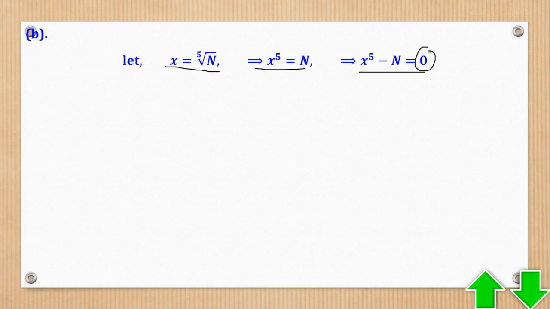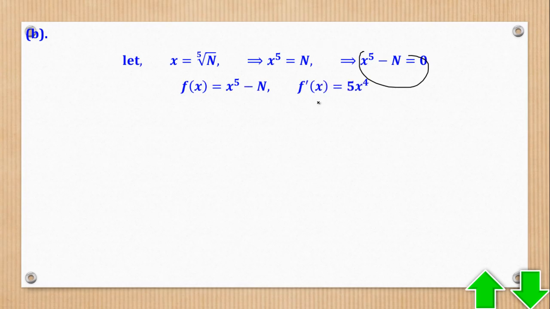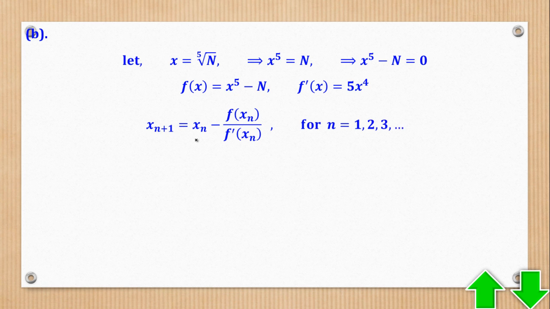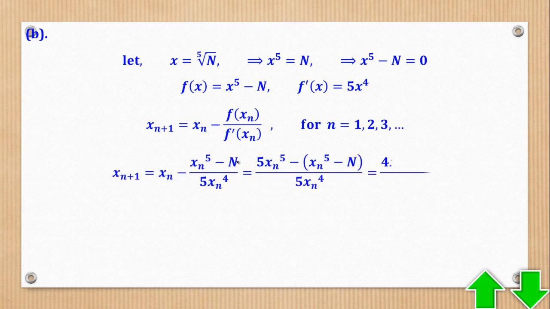So when one side is 0, it implies that the other side is the f(x). So this is our f(x). Differentiate it to come up with that. Then you can quote the Newton-Raphson formula and substitute. The expression required was given, so you have to simplify until you get the given expression. Get the LCM to come up with this.